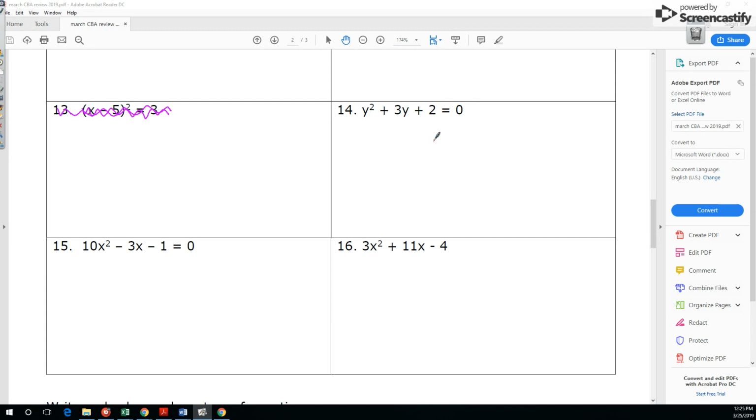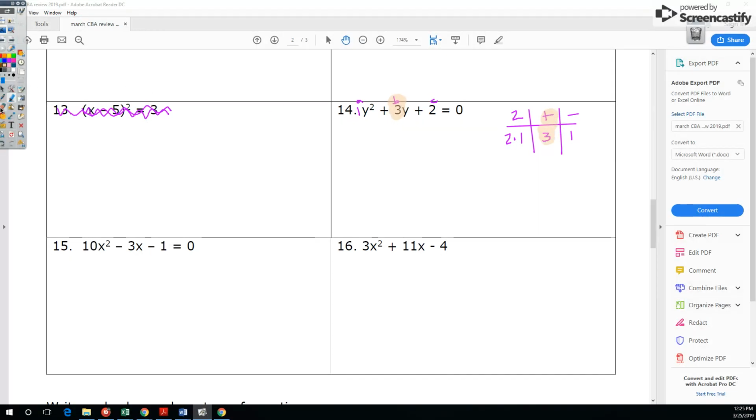Number 14, we need to factor and solve. So we are going to factor just like we did in the other section, where we are looking at our A value, our B value, and our C value going in descending order of our variables: the squared, the linear variable, and then the constant. So A times C is 2. And what numbers add or multiply to 2 are 2 and 1. So 2 plus 1 is 3, and 2 minus 1 is just 1. And that 3 is what we were looking for.